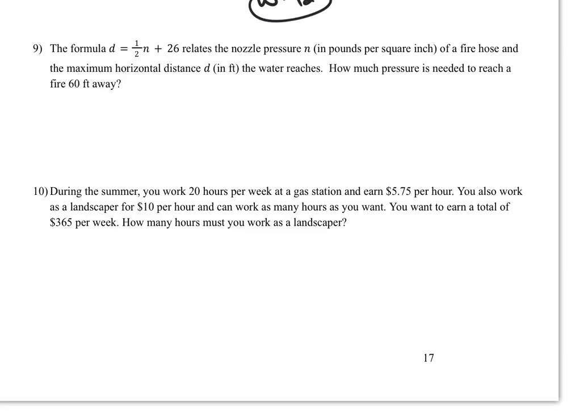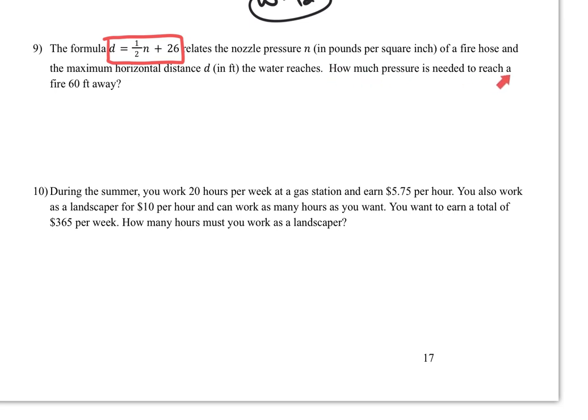The formula, D equals 1/2 N plus 26. Anytime they give us a formula, we want to use it, okay? Don't be like, I don't know what to do. No, if they give you a formula, most likely we're going to have to plug into that same formula. They're giving it to you for a reason. So this relates the nozzle pressure N in pounds per square inch of a fire hose and the maximum horizontal distance D in feet the water reaches, okay?